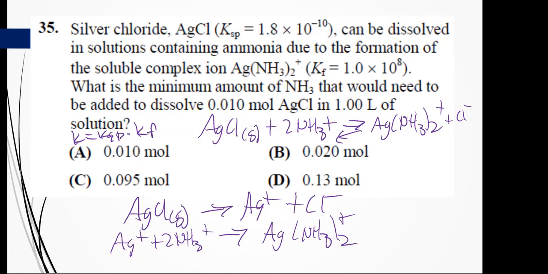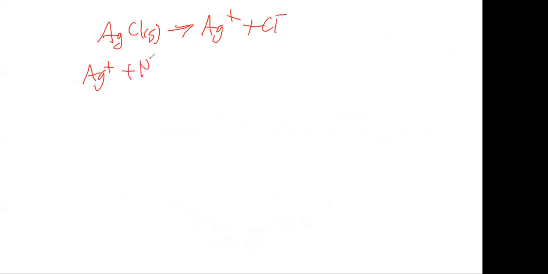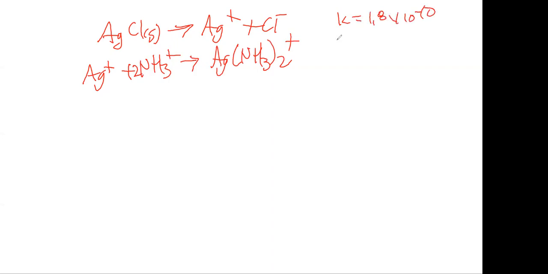So I'm going to do this on the whiteboard so we can see a little bit more space of what's going on. So we have two processes. We have the dissolution of our silver, and we have the formation of our metal ion. Now this one has a K value of 1.8 times 10 to the minus 10. This one has a K value of 1.0 times 10 to the 8.